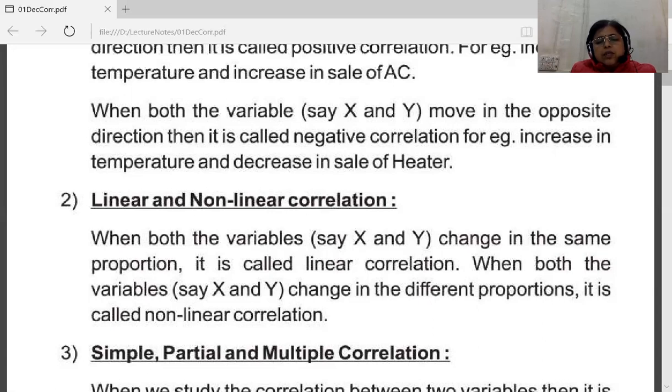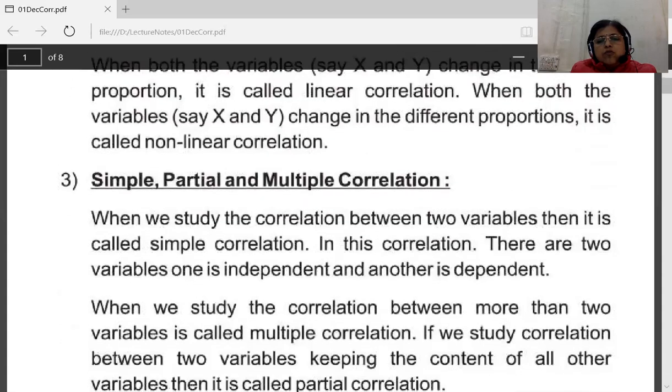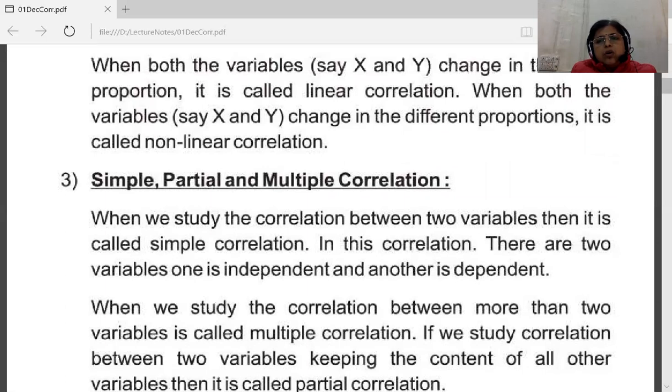Then another type of correlation is simple, partial and multiple correlation. When we are only considering the impact of one variable on another, it is simple correlation. There are only two variables in consideration in the case of simple correlation. In the case of multiple correlation, we have more than one variable, like the amount of agriculture production. It depends upon many things.